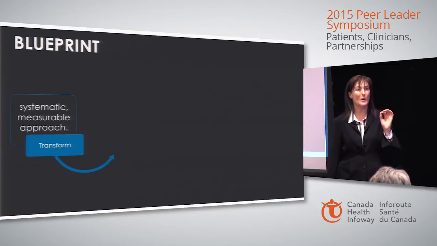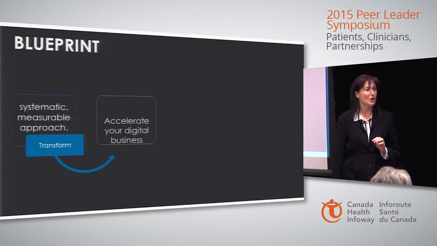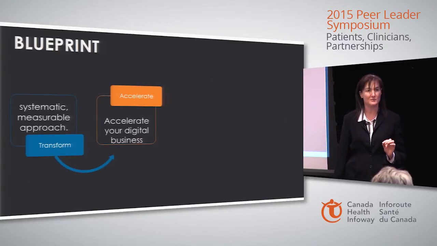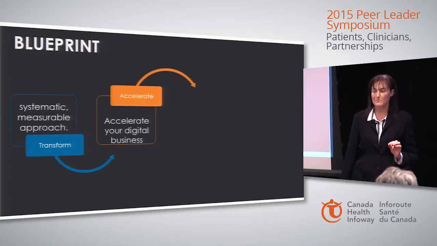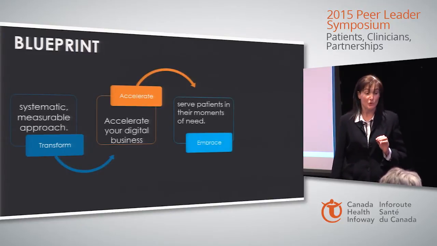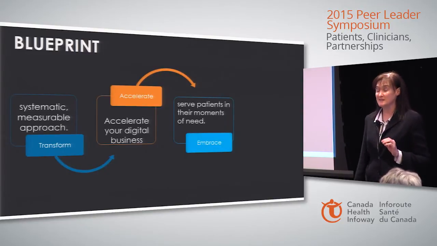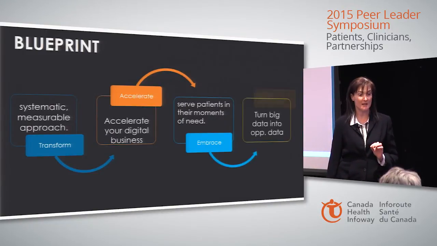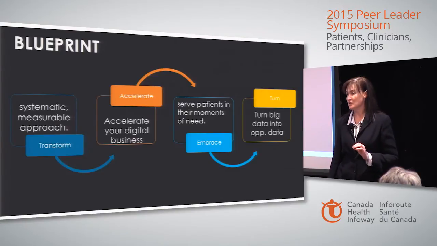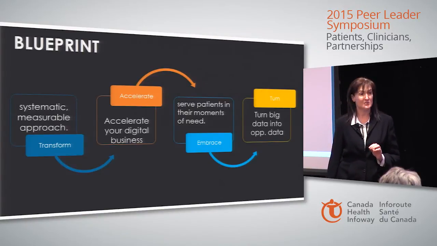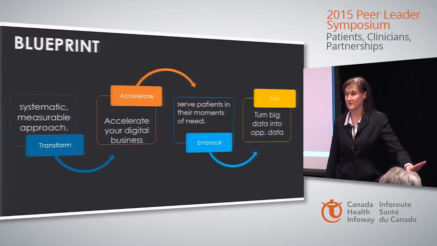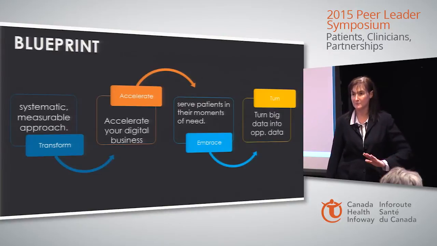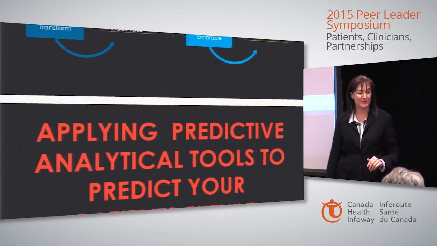You need to have a systematic, measurable approach in order to make a transformational difference and differentiate yourself. You have to have the measurements in place first. You have to be able to accelerate and understand the digital touch points of your patients and implement them. You have to embrace your patients' mobile mindset at their time of need, in the moment. Really, really key. And you have to turn big data into opportunity data. If it's not going to lead to an opportunity, forget about it. If it's not going to change anything in your organization, forget about it. Don't worry about it. It can cause more harm than anything. I'll show you a few examples.